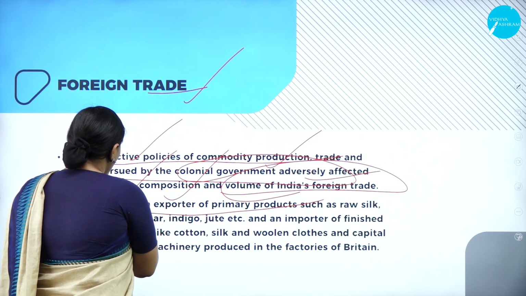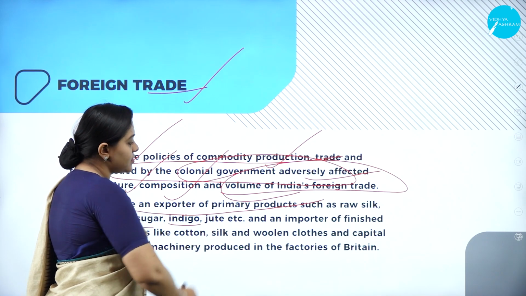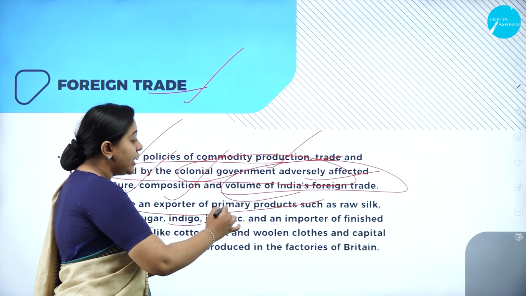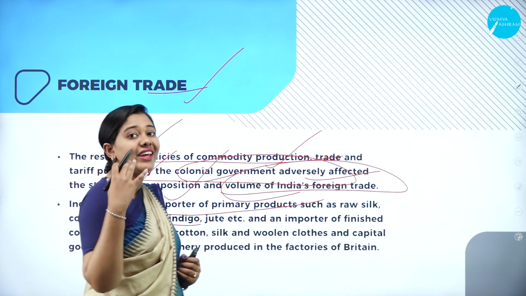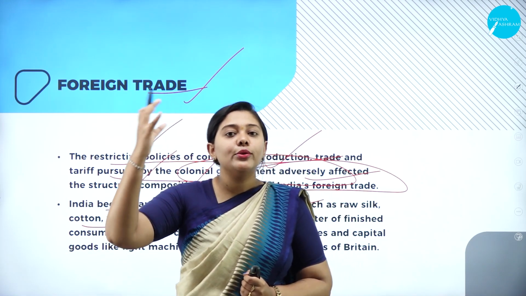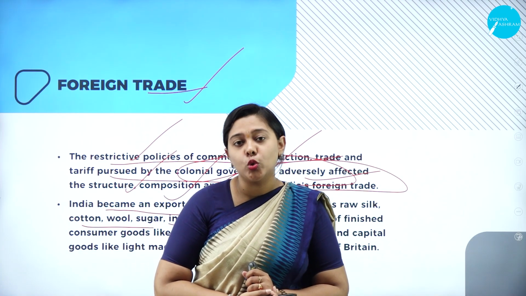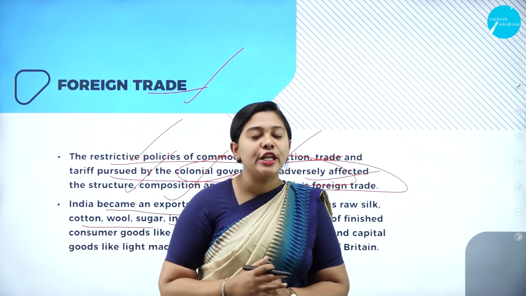Raw silk, cotton, wool, sugar, indigo, jute, etc., and an importer of finished goods. So we were an exporter of the raw materials, and those raw materials were used by the other countries to make finished goods. But we were what? We were the importers.